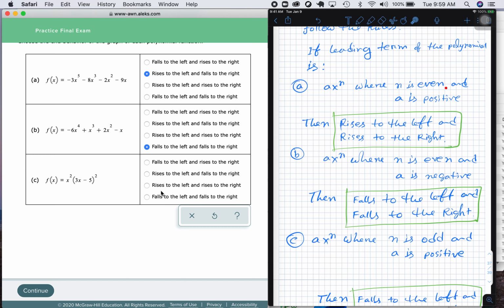N is even, a is positive. A is positive, that means there's no chance to get a negative number here. So a is positive and n is even, so it follows rises to the left, rises to the right, which is the third answer choice. Okay, thank you.